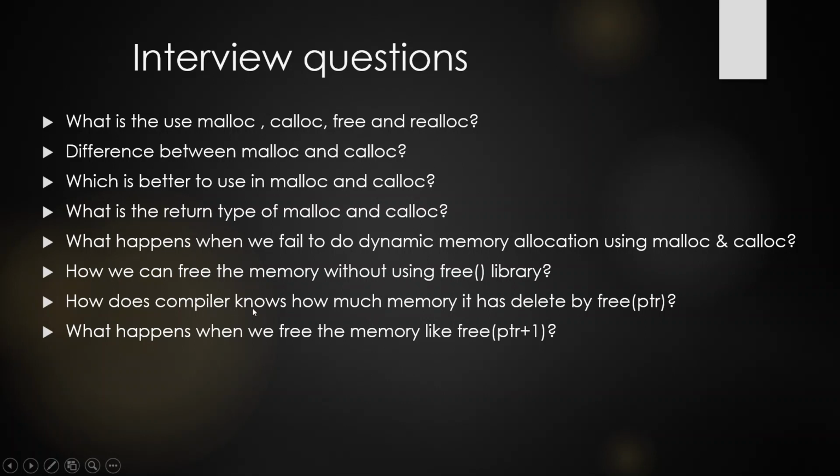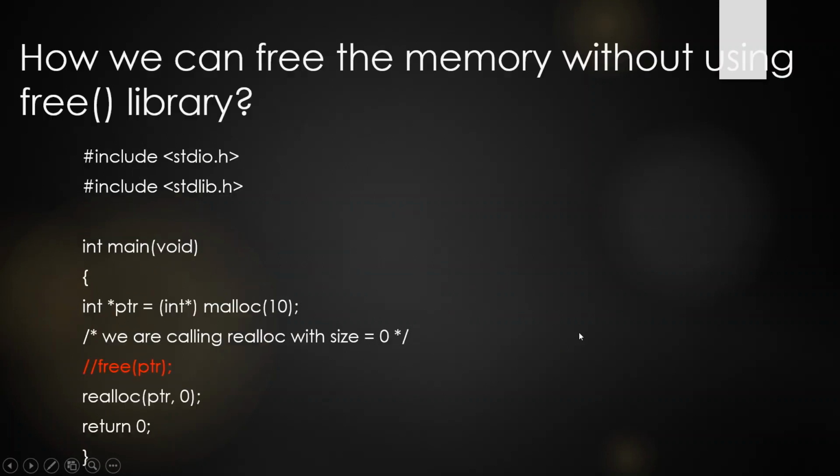How does the compiler know how much memory it has to delete by a free pointer? If we are doing it with a free pointer, it means we are deleting a dynamically allocated pointer. It means we are deallocating the memory. But how does the compiler know this much memory has to be deleted based upon this pointer alone? We'll be discussing this on the next slide also. What happens when we free the memory like free pointer plus 1? We'll be discussing it on the next slide.